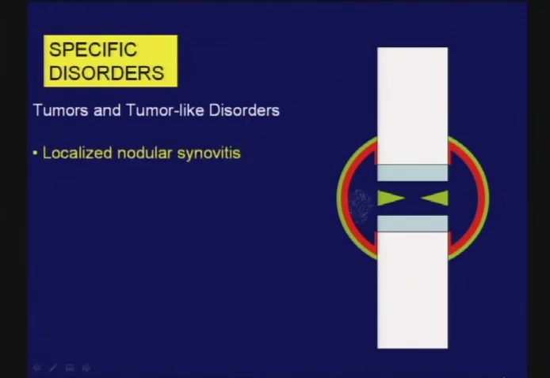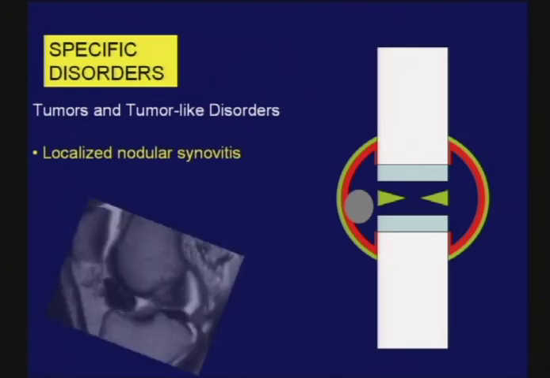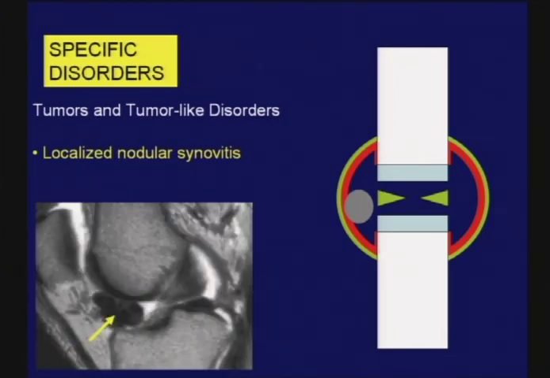Localized nodular synovitis, as I mentioned yesterday, is felt to be a family member of pigmented villonodular synovitis. It presents as a nodule, typically in an intracapsular portion of the joint, consisting of fibrous tissue and also sometimes, but not always, of hemosiderin. As I indicated yesterday, the classic site that we see this is in the deep portion of Hoffa's fat pad. And this is a very characteristic appearance that I show you here.